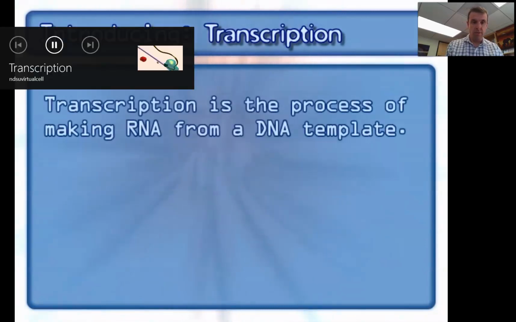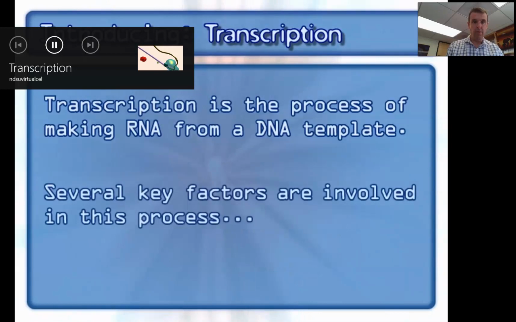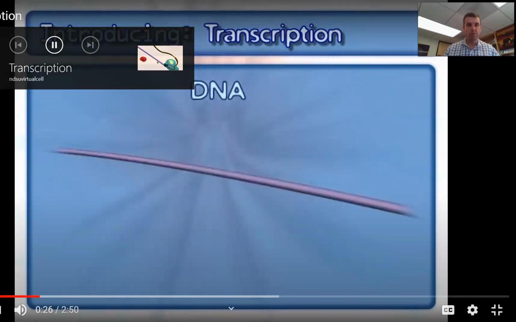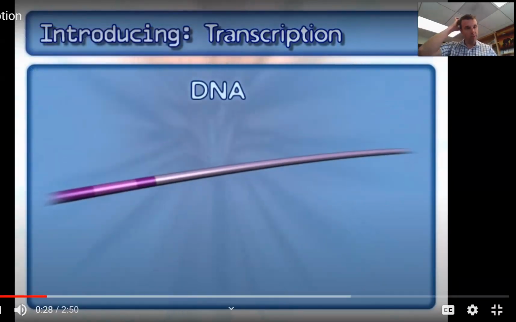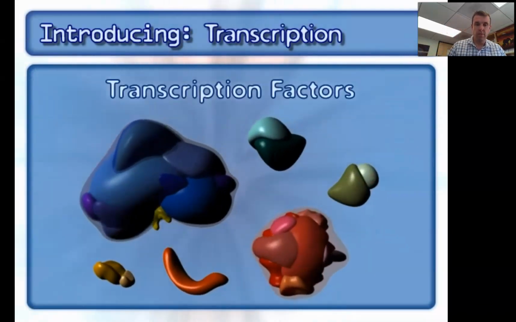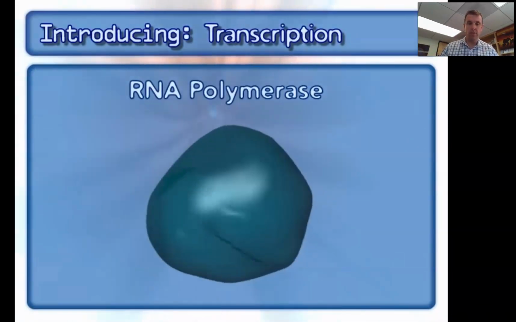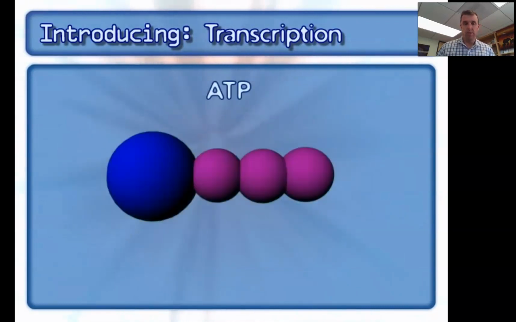Transcription is the process of making RNA from a DNA template. Several key factors are involved in this process, including DNA, transcription factors, RNA polymerase, and ATP.